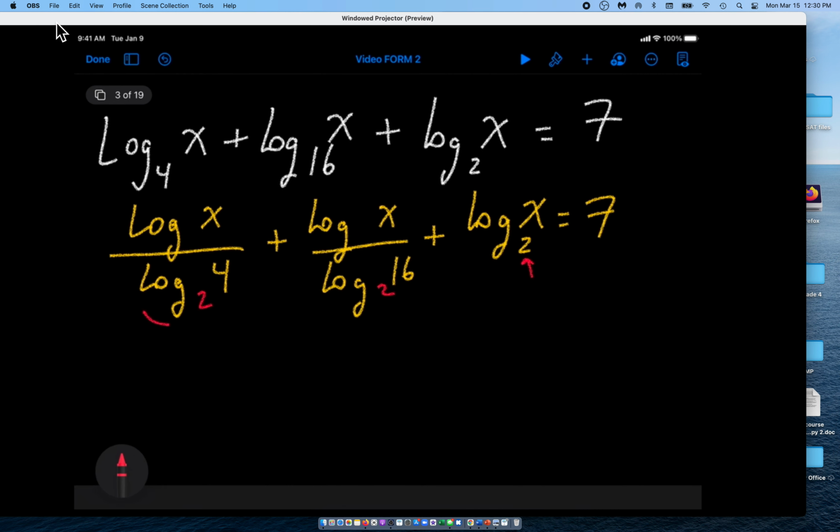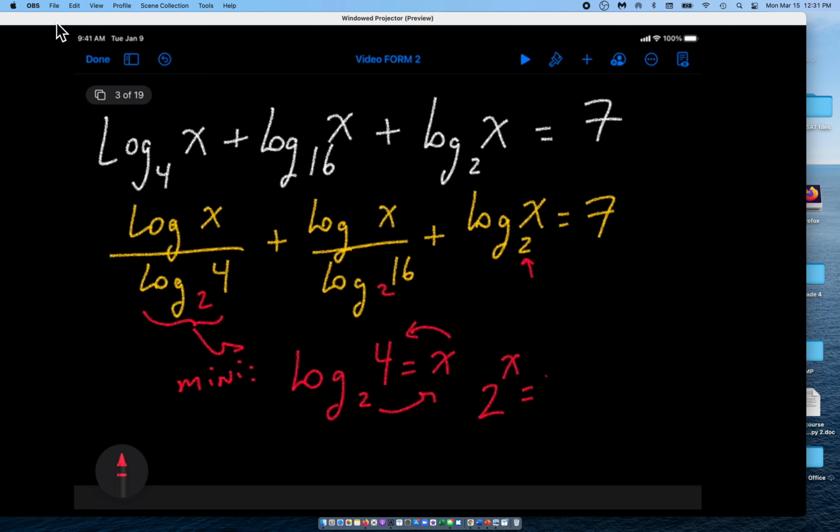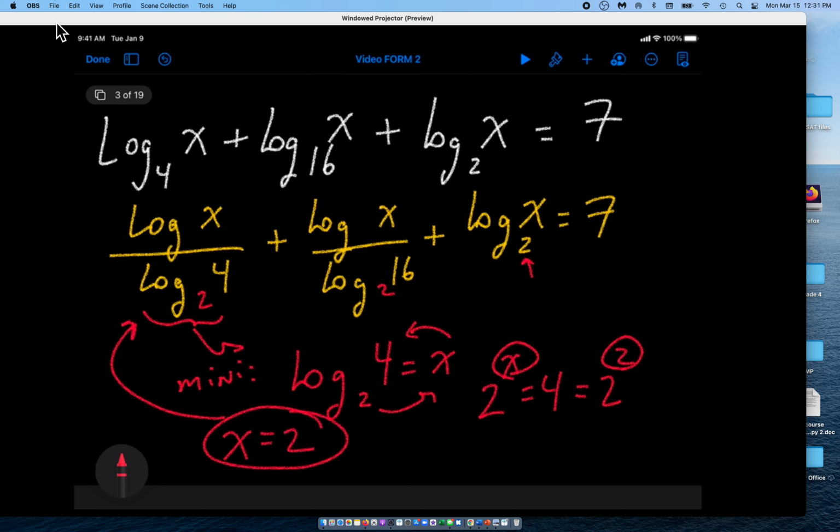Okay, here's what I mean. We're going to take this expression right here and do a little miniature evaluation of that. So we're going to have log to the base 2 of 4 equals x. We're going to do whirlybird, and we're going to say 2 to the x equals 4. 4 is 2 squared, therefore x equals 2. So I'm going to take x equals 2, and I'm going to substitute it in for there.